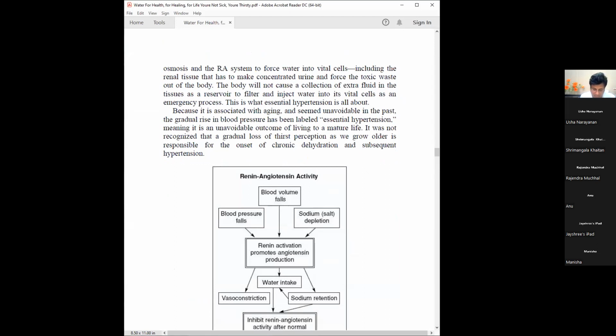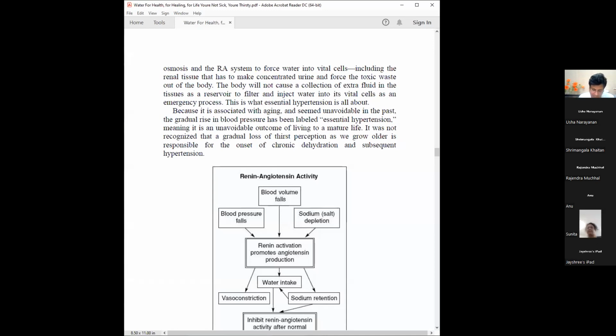The body will not cause a collection of extra fluid in the tissues as a reservoir to filter and inject water into its vital cells as an emergency process. This is what essential hypertension is all about. Okay, so hypertension is produced because we need to increase the pressure in the system because the pressure is dropping. There is not enough water to keep the pressure up.